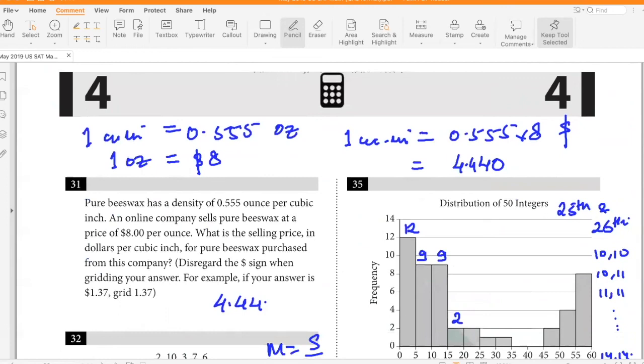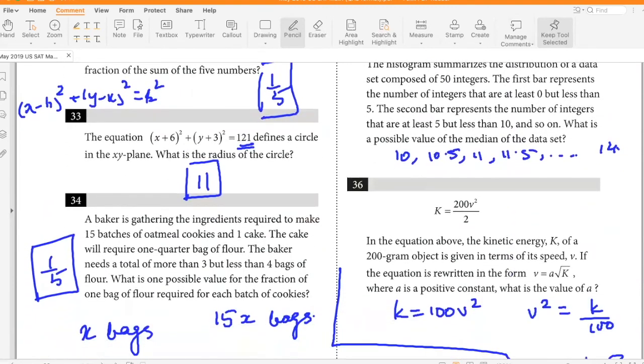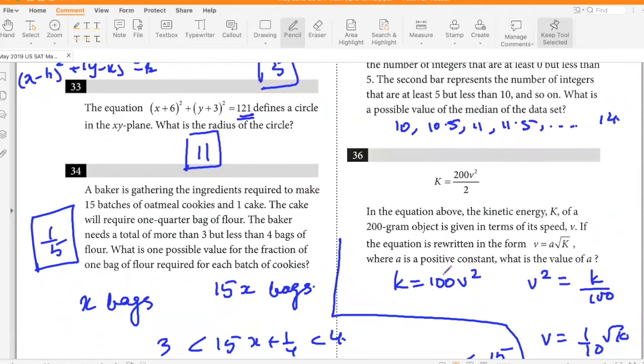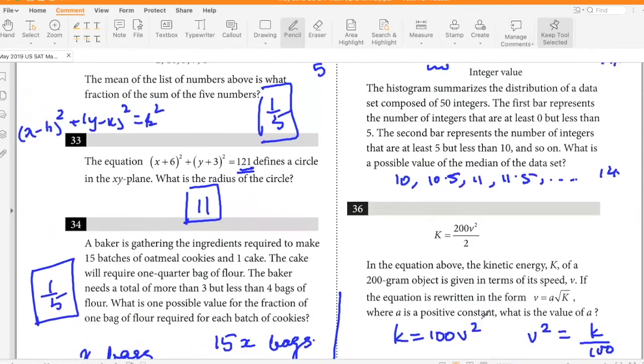4.44, 1 by 5, 11. 34. Anything between 11 by 60 and 1 by 4. Okay, 11 by 60 and 1 by 4. Yeah, so 1 by 5 should be good.